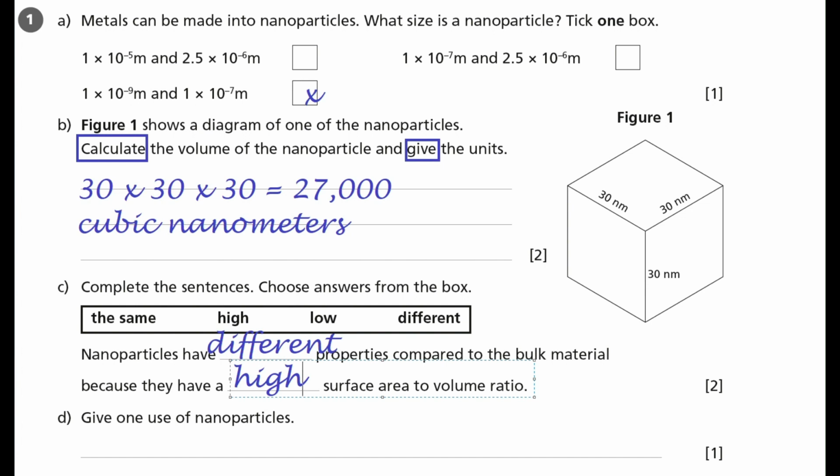Okay, part D. Give one use of nanoparticles. Now there are many uses of nanoparticles, but we want just one of them. So the command word here is give. So we wanted a very simple answer.